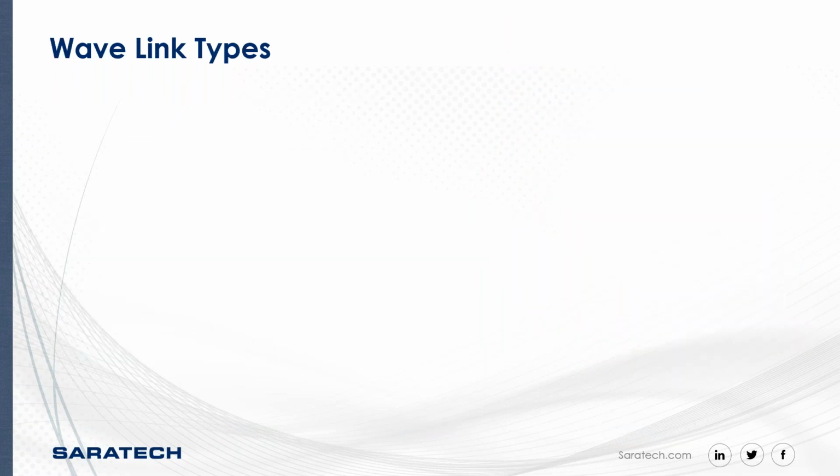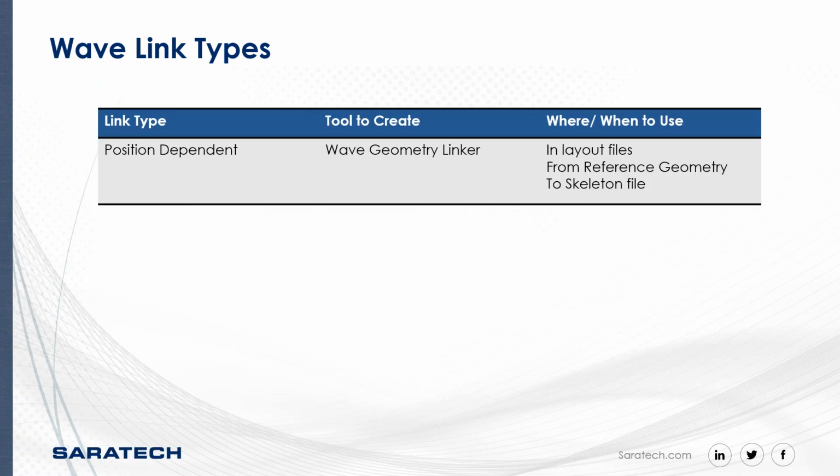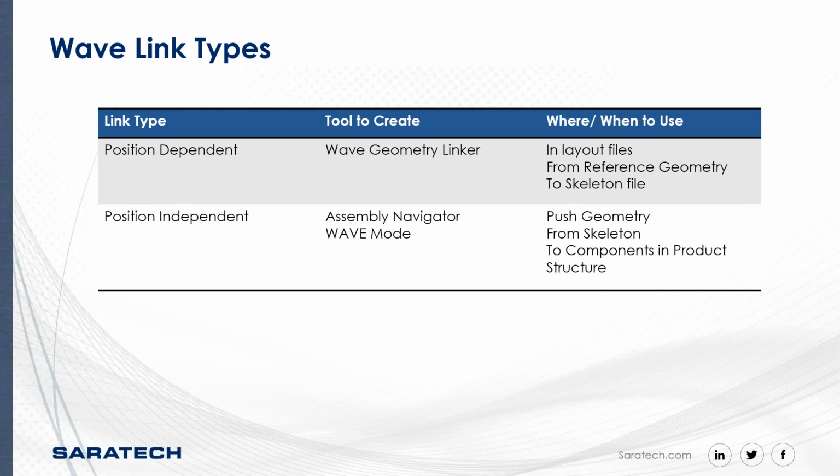Okay, so now let's talk about the different wavelength types that we have in NX. First, we have a position dependent type, and the feature for this is the wave geometry linker. This is used in layout files from reference geometry and to the skeleton file. So really, this is within the context of the assembly that you're creating this.